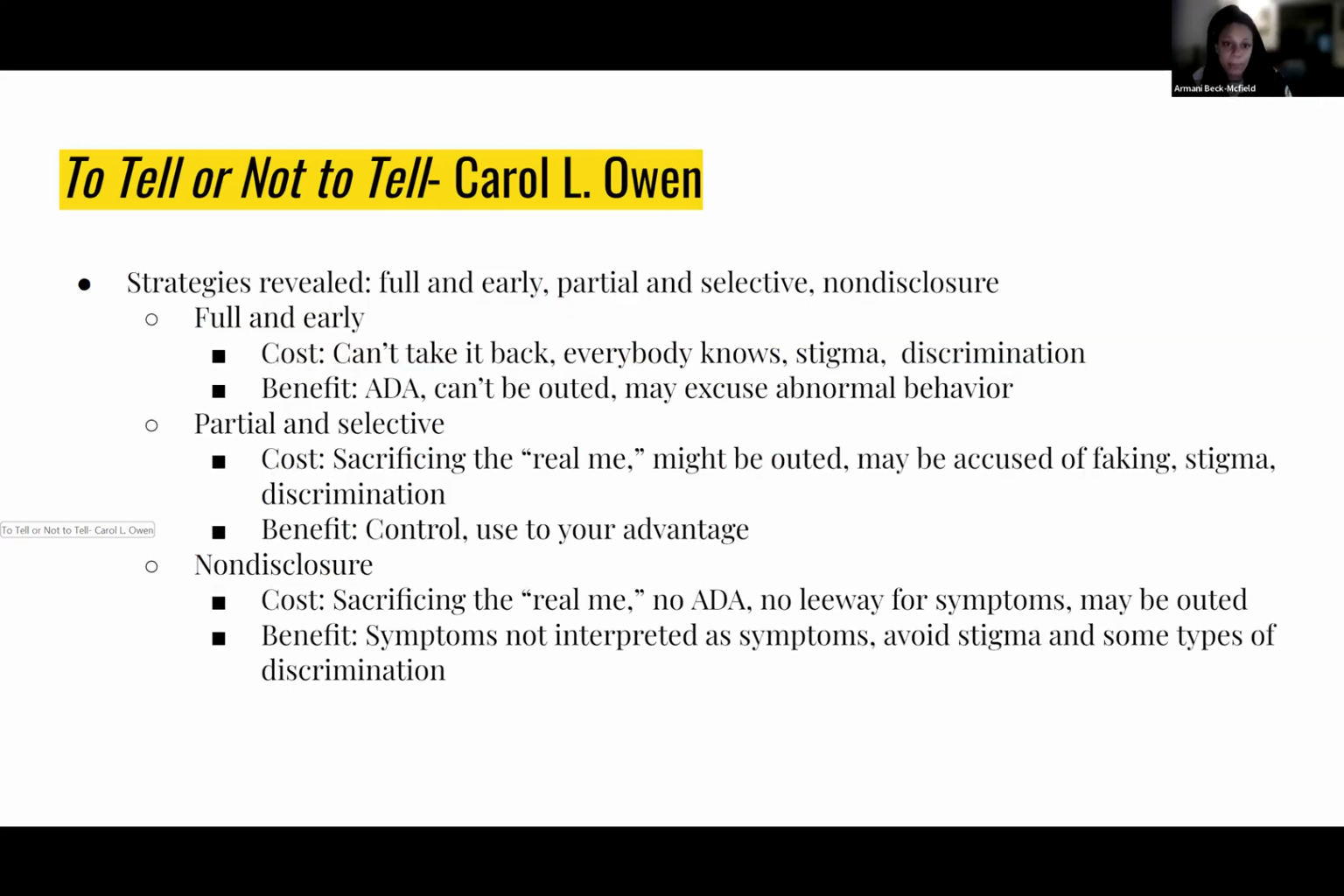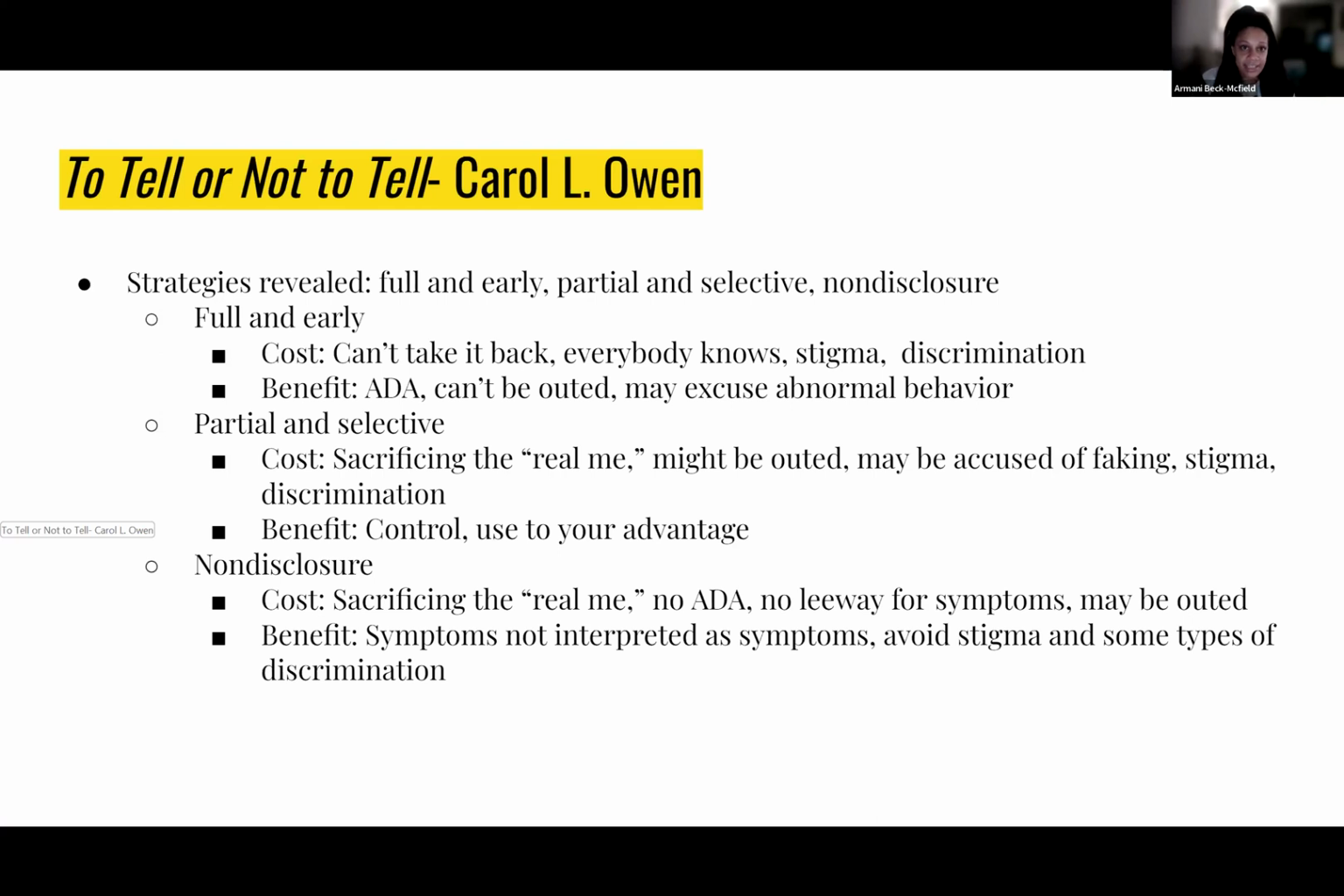And once you tell people, you can't control how they're going to act to you. Your employer might be a bit more, walking on eggshells, but your coworkers, they might not be as understanding. A benefit, though, is you can use the Americans with Disabilities Act. You can't be outed because you already outed yourself, so you have complete control over who knows. And if you do have some quote unquote abnormal behavior, well, now there's context. Now people understand why you're talking to yourself, why you're in a bad mood, why you have cuts on your arm, for example.